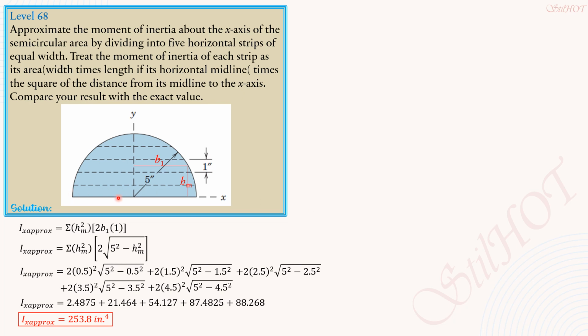The exact value is the moment of inertia with respect to the x-axis of a semicircle, which is pi r to the fourth over 8. That's the exact value: pi over 8 times radius to the fourth. So pi times 5 to the fourth over 8, and that is 245.4 inches to the fourth.